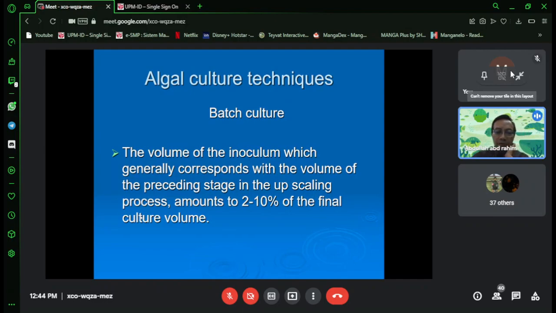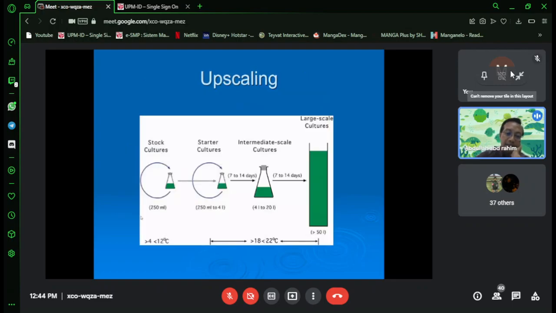Usually when you use batch culture, you start with inoculum. It corresponds to a scaling of about 2 to 10% of the final volume. For example, let's say you start with 250 ml and add it to 4 liters. 10% of 4 liters is 400 ml, so this is about 6%. As I said just now, it's anywhere between 2 to 10%, so 6% is about right. Then 4 liters to 20 liters is about 20%. So 4 liters to 20 liters, and 20 liters to more than 50 liters.